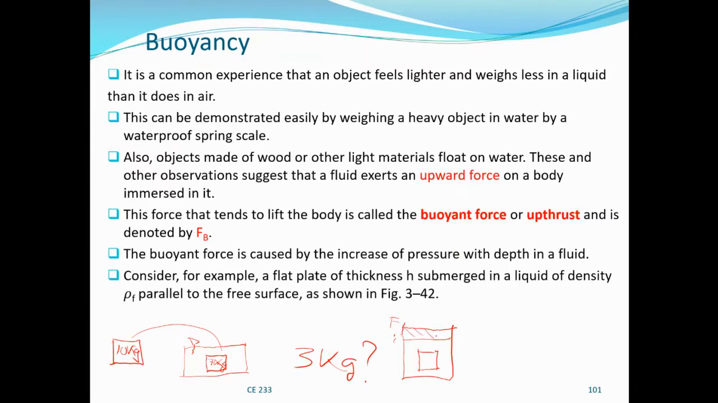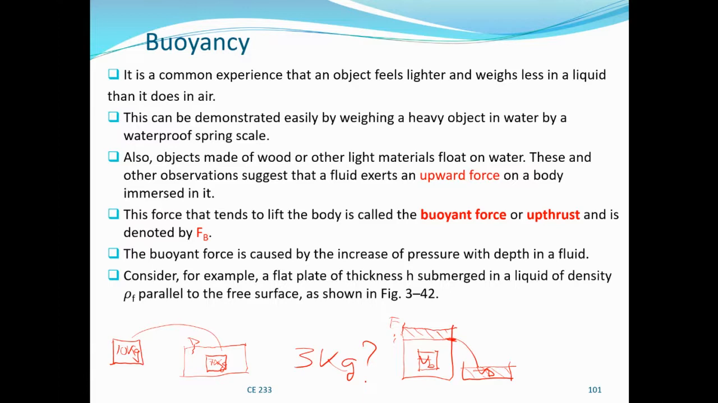So this amount of liquid, if this is open, you can collect it in a container and you will realize that the volume of the block is equal to the volume of the liquid displaced. Okay, a body when immersed in water displaces its own volume in the liquid in which it is immersed. Now this is one thing.